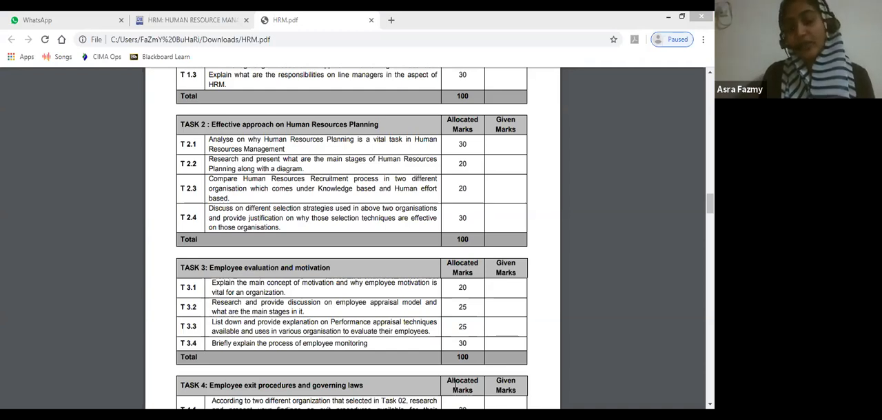Here you have to explain about the process. Can I see the slides? The process of HRP. You have to explain each of this process.